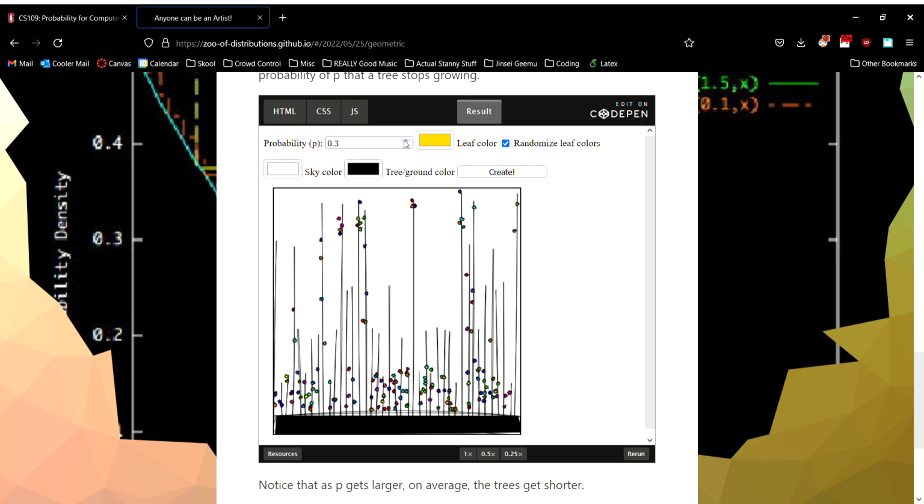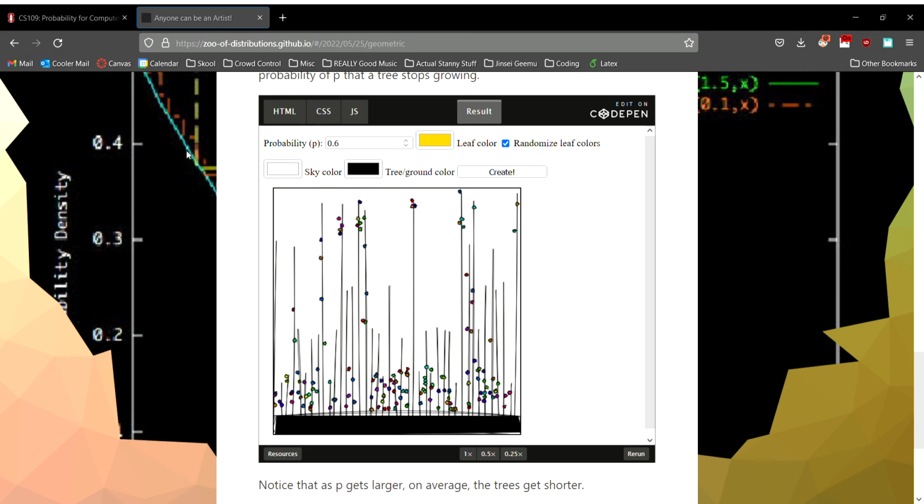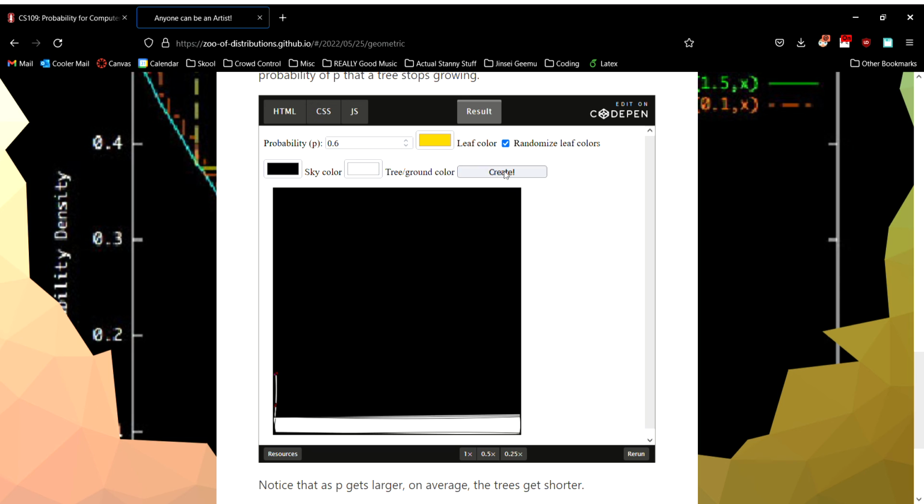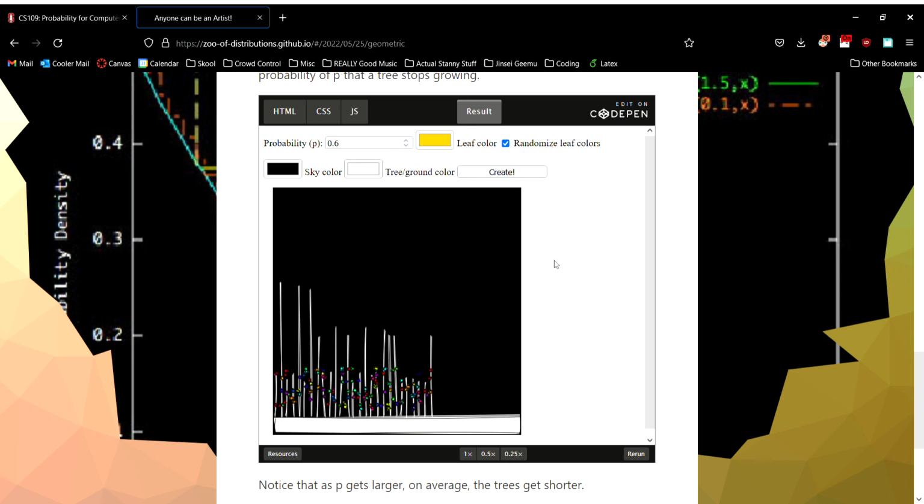Let's see what happens when we increase the probability. This time I'll also change up the various colors. Now, because I have a probability of 0.6, our trees are shorter on average, and this is because they stop growing earlier with a higher probability.